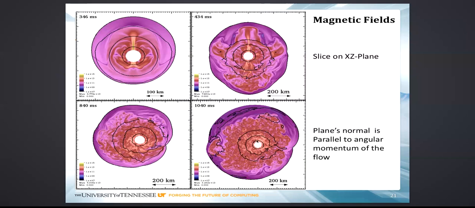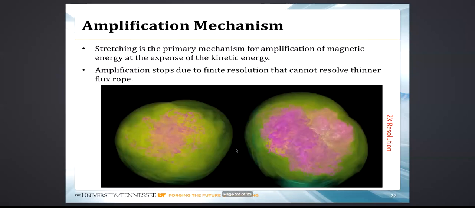If you look at this picture, this is where the magnetic field is getting more and more intense. Magnetic field amplification usually comes from the stretching of the fluid element. Because the instability produces this sloshing and rotation, it stretches the magnetic field. The magnetic field is embedded in the fluid, and as it gets stretched, it gets amplified.